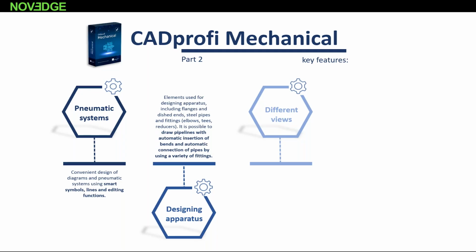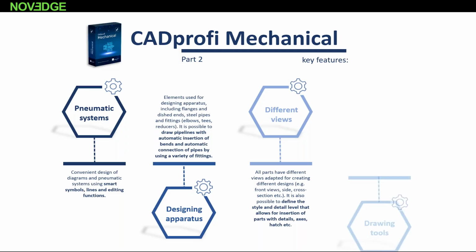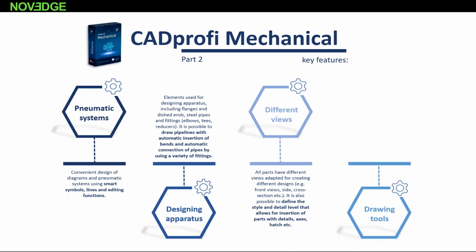There's a possibility to receive also an option of different views of the objects that we are going to put into the drawing. So all the parts have different views adapted for creating different designs. It is also possible to define the style and detail level that allows for insertion of parts with details, axes, hatches, etc.